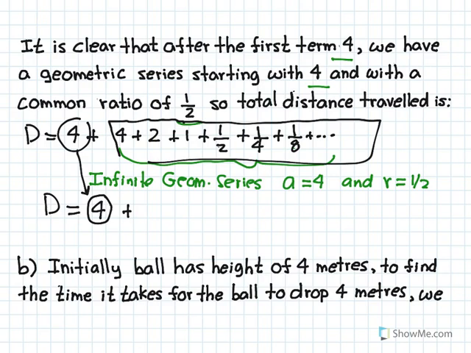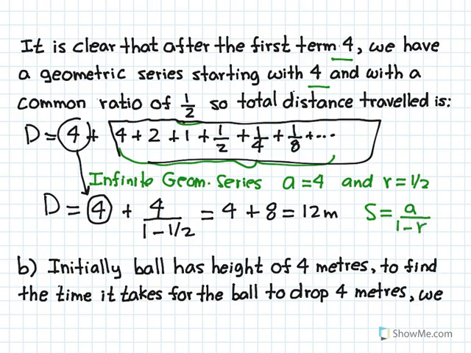Plus a over 1 minus r. 4 divided by 1 minus r, which is 1/2. And that gives us 4 plus 4 divided by 1/2. That gives us 8. 4 plus 8 gives us 12 meters. We have applied the geometric sum formula. S is equal to a divided by 1 minus r.